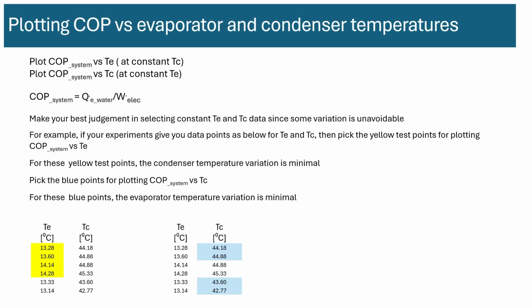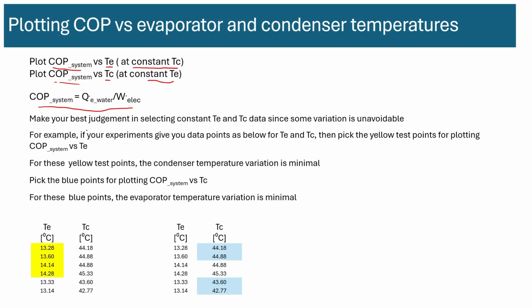Once you calculate this, calculate the final system efficiency, which is the real efficiency, versus two temperatures, the evap temperature and the condenser temperature. In the first case, when you plot with the evap temperature, you have to make sure the condenser temperature is more or less constant. When you plot with the condenser temperature, make sure the evap temperature is more or less constant. In this case, COP system is basically Q dot E water divided by W dot elect, which is the electrical power.